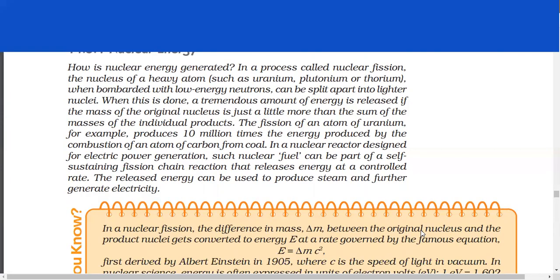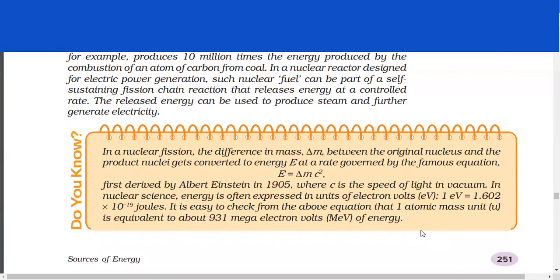The fission of an atom of uranium, for example, produces 10 million times the energy produced by the combustion of an atom of carbon from coal. In a nuclear reactor designed for electrical power generation, such nuclear fuel can be part of a self-sustaining fission chain reaction that releases energy at a controlled rate. The released energy can be used to produce steam, and further generate electricity.